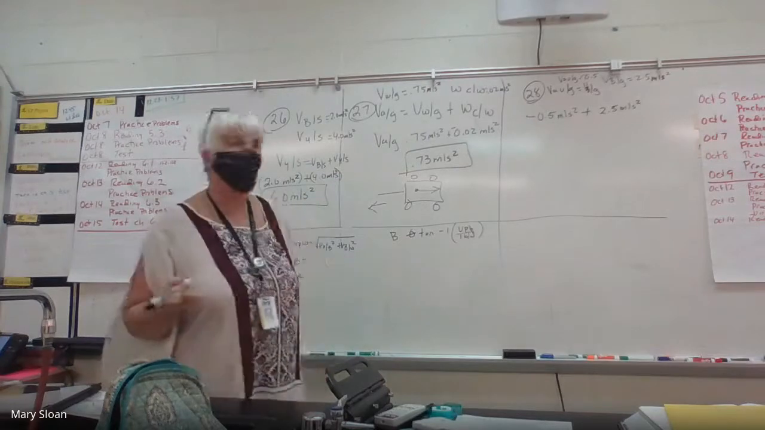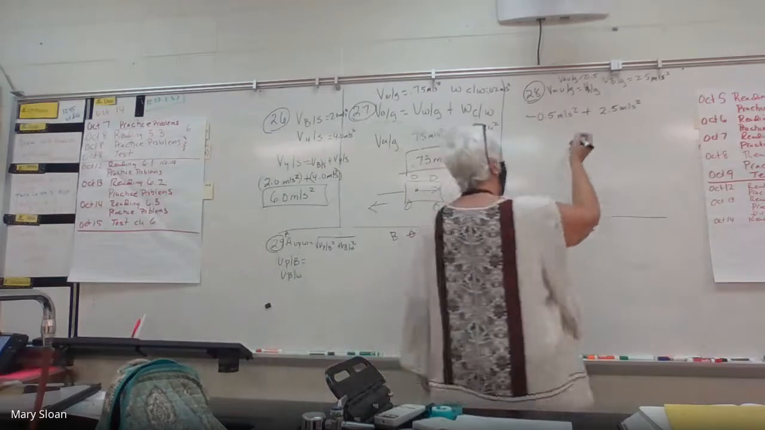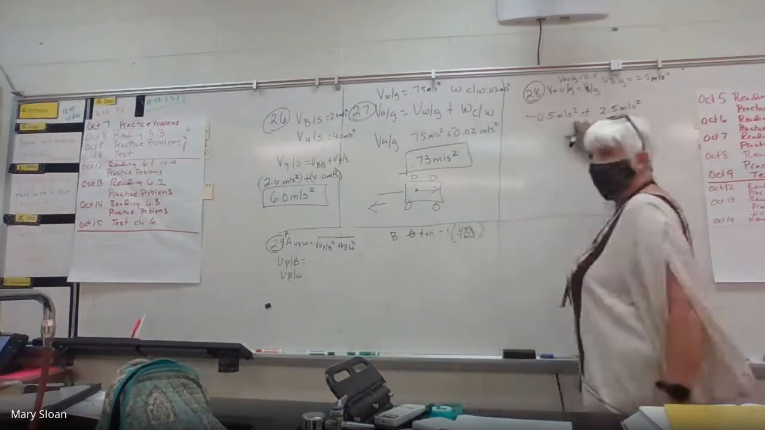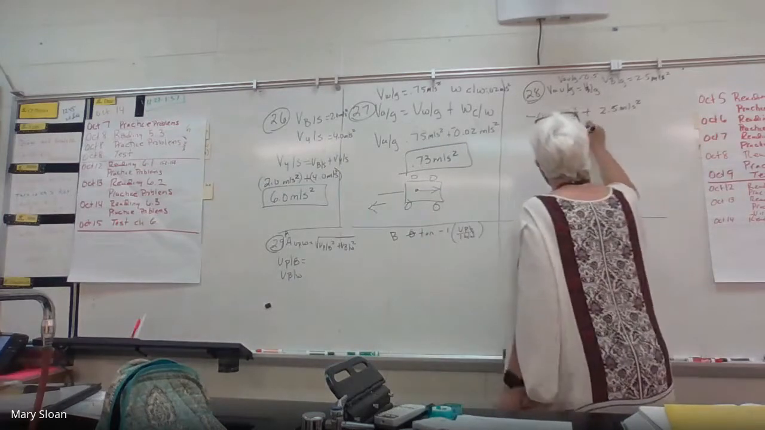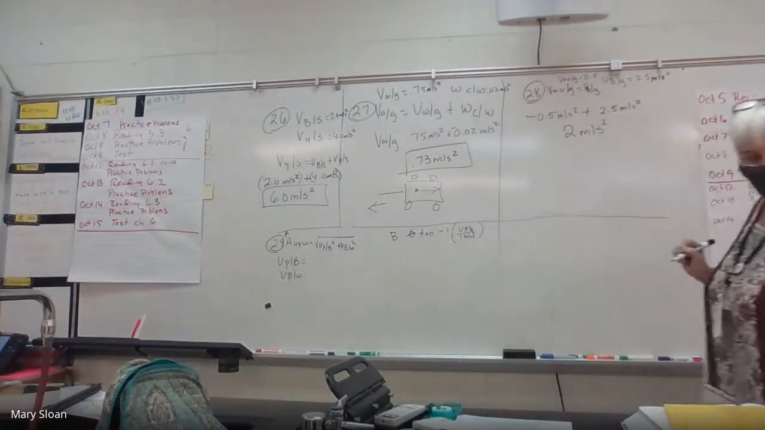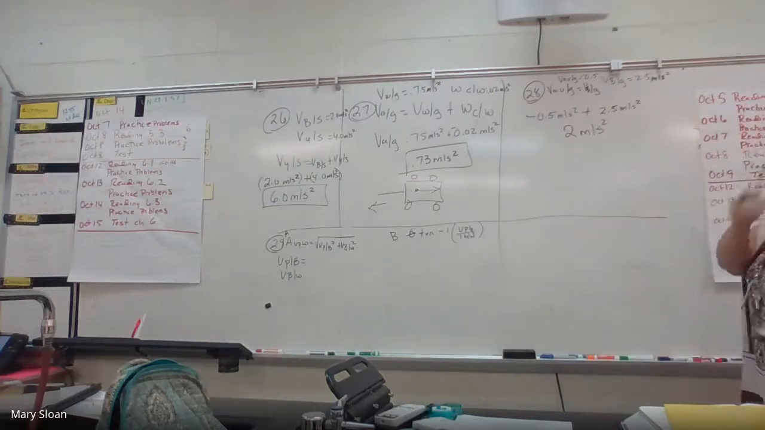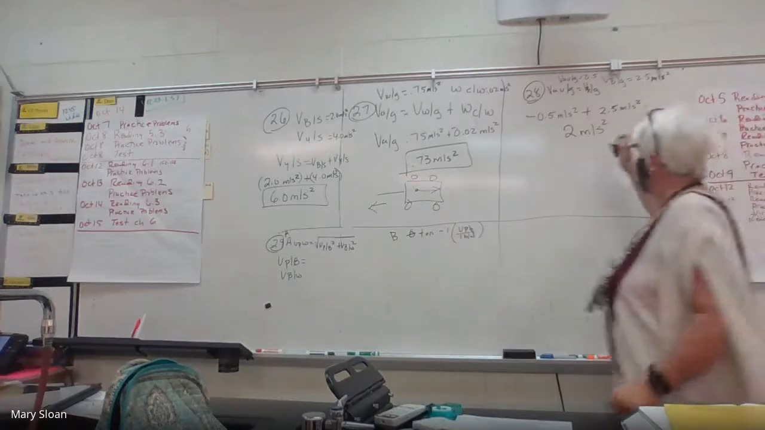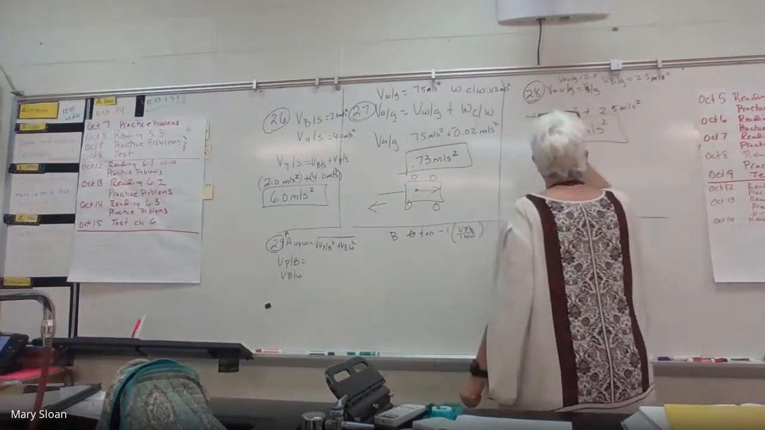What'd you get? I think I forgot to square it. You don't have to square it because it's on the outside. Two, right? Meters per second squared. Is it a negative or a positive that you got? I got a positive two. So there's my answer for that one.